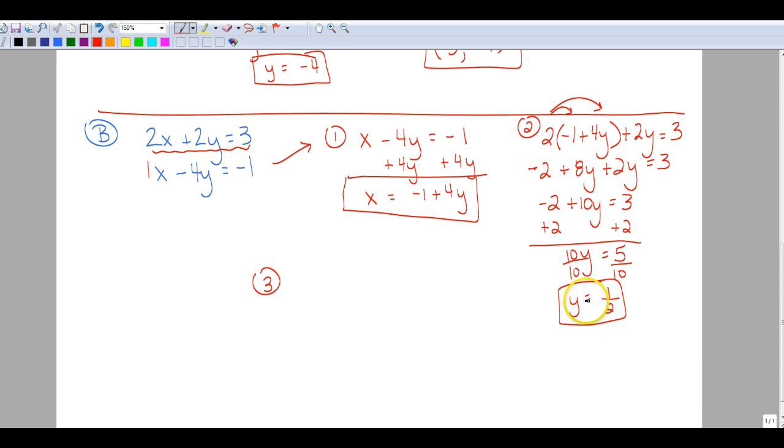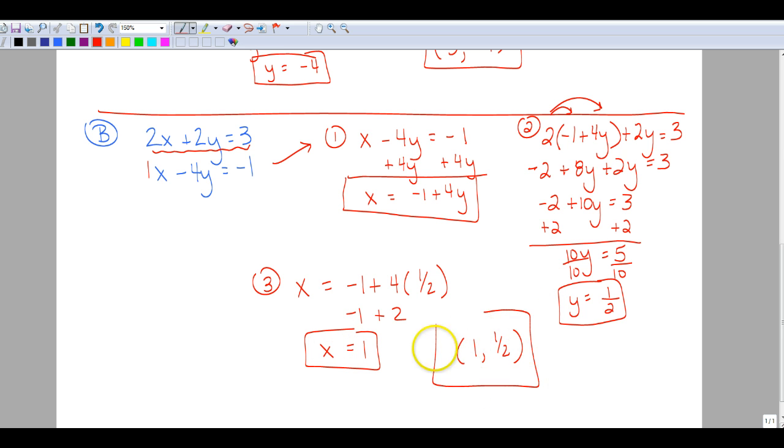So everywhere there's a y in step 1, I'm going to replace it with a 1/2. So I have x equals negative 1 plus 4 times 1/2, or negative 1 plus 2, which is 1. So x equals 1, y equals 1/2. So (1, 1/2) will be your answer.